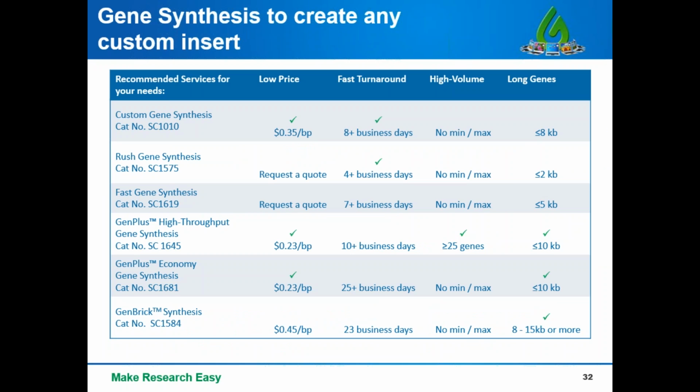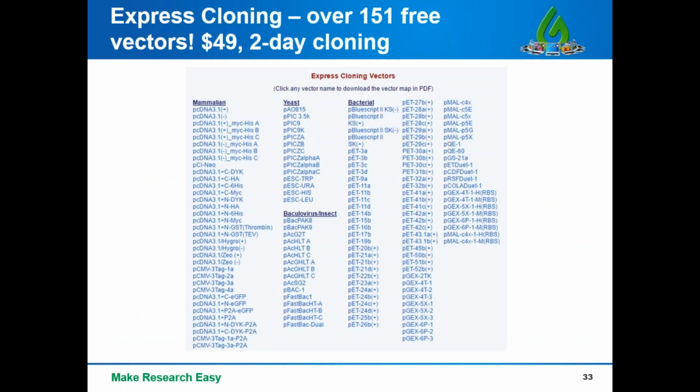So just a quick rundown of what GenScript has to offer in terms of gene synthesis. We have a lot of gene synthesis options to fit your research needs. We have our standard custom gene synthesis. We also have various rush and fast gene synthesis options in case you need your construct a little bit quicker. We also have high throughput gene synthesis if you're ordering 25 genes or more, to make it more economical to order such a high volume of genes. And we also have our GenScript platform to synthesize longer genes. As you can see, we have a lot of options to fit whatever your research needs might be.